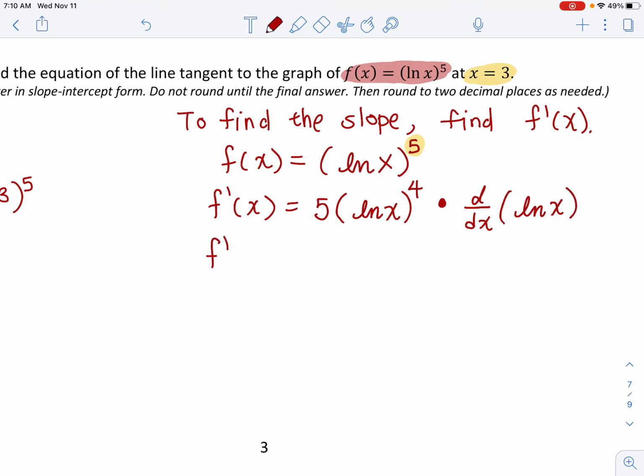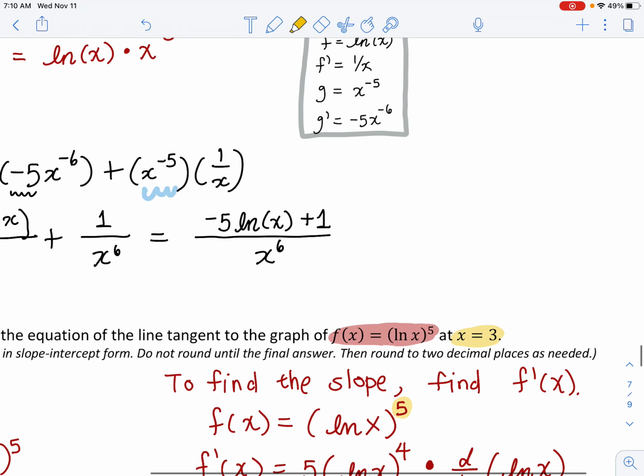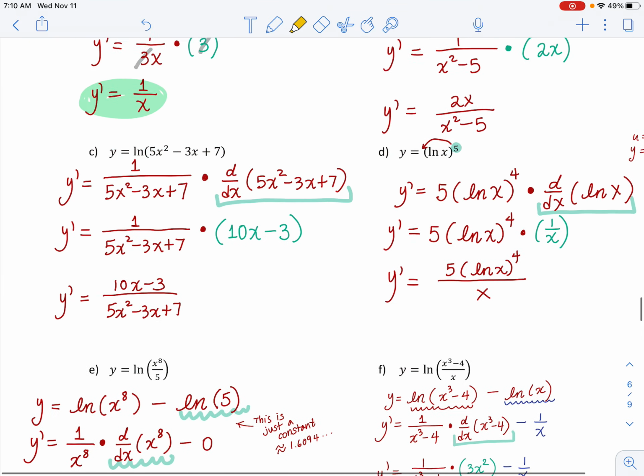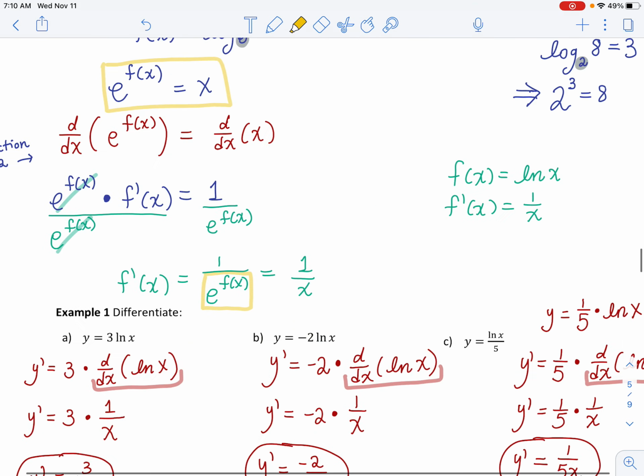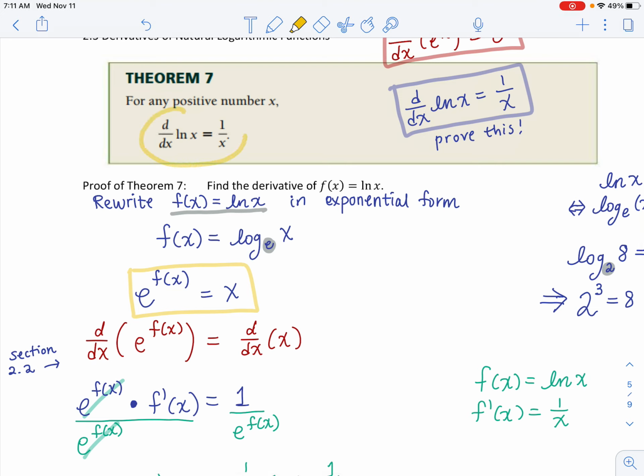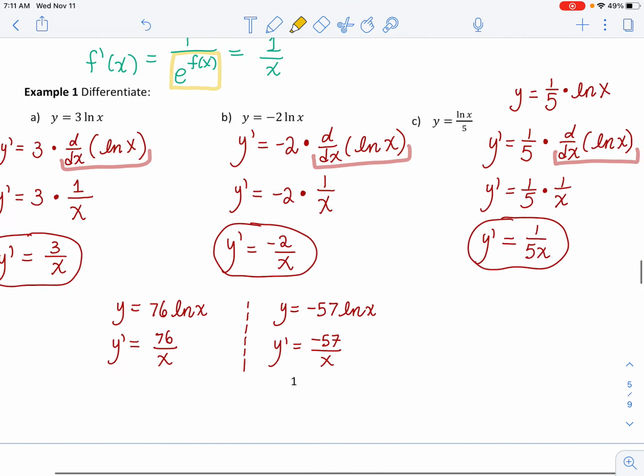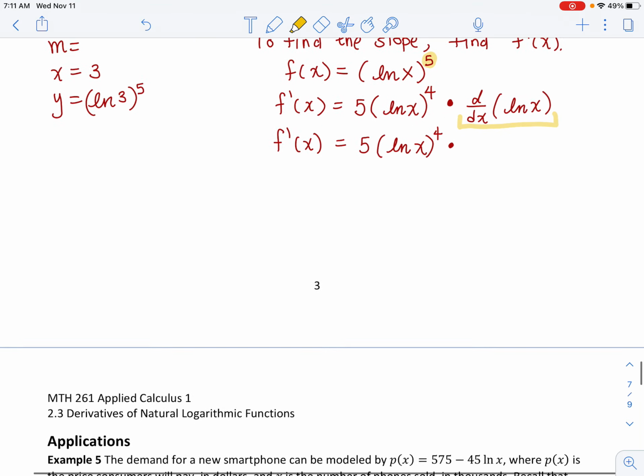Okay? So I keep this 5 times natural log of x to the 4th power. But now let's talk about this. Derivative of natural log of x. The whole main idea from last class was that really. Remember by theorem 7, and we did prove it, we even proved it. Derivative of natural log of x is 1 over x. Okay, and we proved it even, and we used it a couple times.